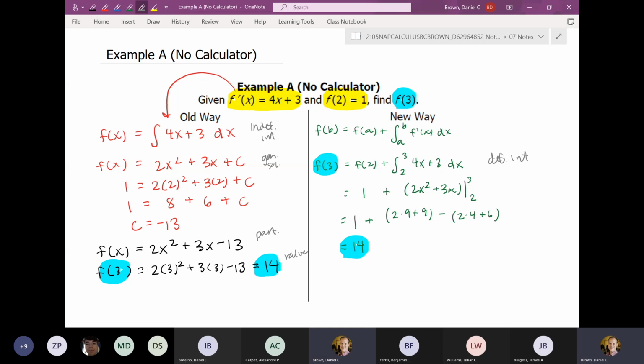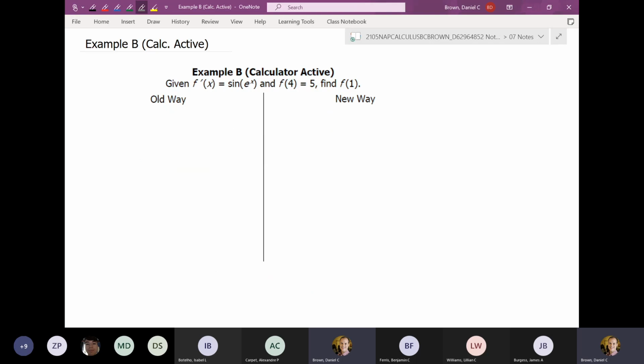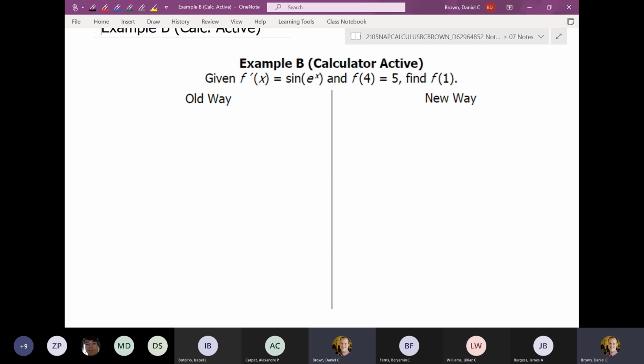All right, so let's go ahead and look at why this might be useful. Again, this might be a little bit further down in your OneNote because of how it was shared. This is going to be one that is calculator active. And so we will go to the graphing calculators in a second, but I want to show you why it would be useful. So looking at this one, we have f prime is equal to the sine of e to the x. I have that f of 4 is equal to 5, and I want to find f of 1.